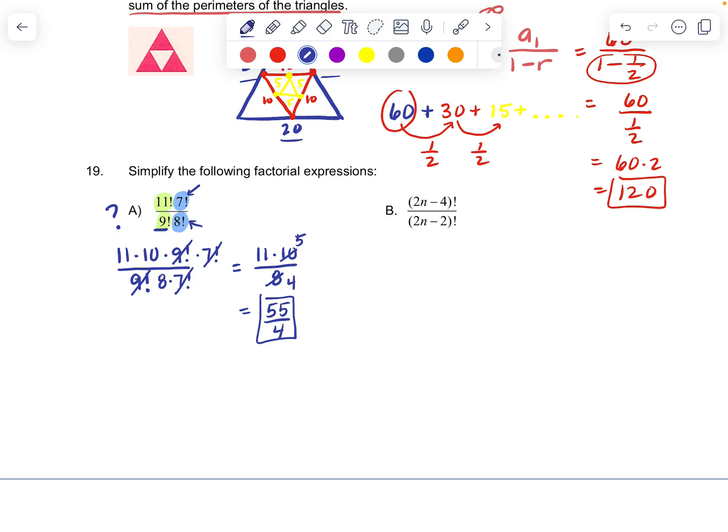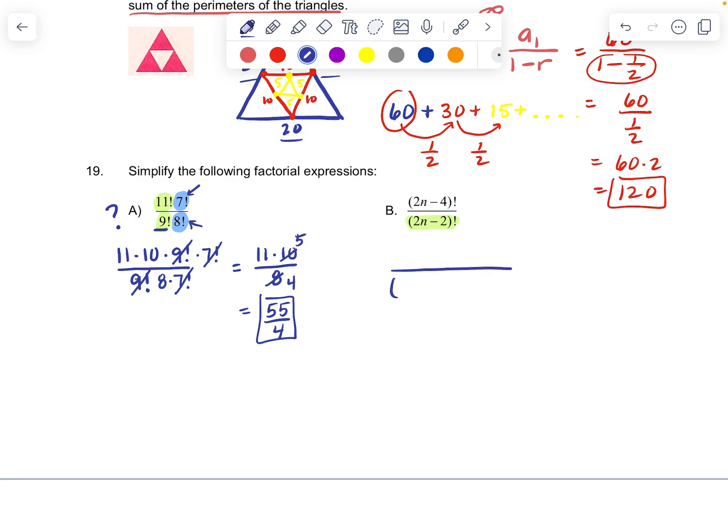Okay? All right, same thing with letter B. Let's start with the bigger factorial. So the bigger factorial is 2n minus 2. The reason why is because -2 is bigger than -4. When you're subtracting 2, that's bigger than if you're subtracting 4. So I'm going to start with 2n minus 2, and that's the one that I'm going to start breaking down.